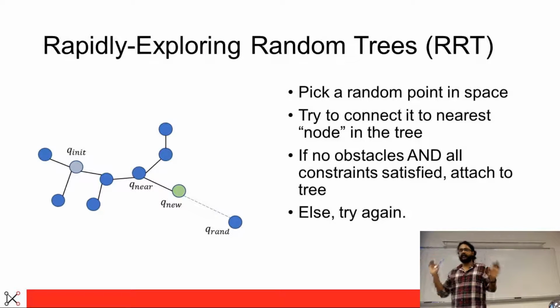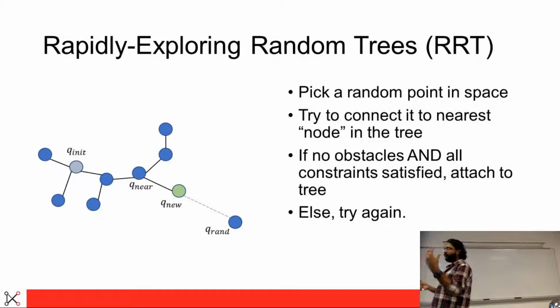You pick a random point in your given space. Then you try to connect it to the rest of your tree, which means that, let's say you already have a few points. So you try to connect that new point to the rest of your tree. But as we mentioned in the previous slide, you cannot just plug it in. You have to maintain all your constraints. You have to maintain obstacle avoidance. You have to maintain collision avoidance.